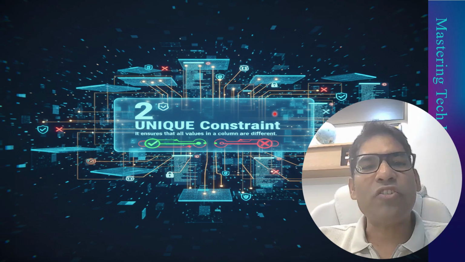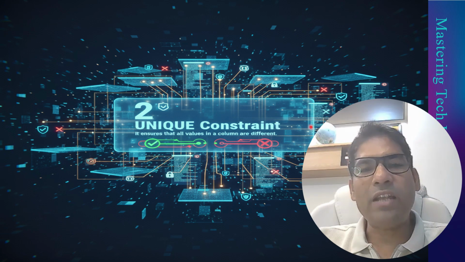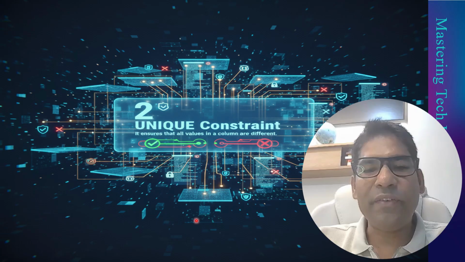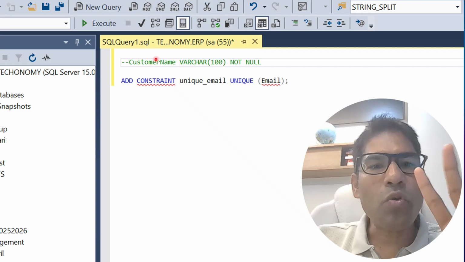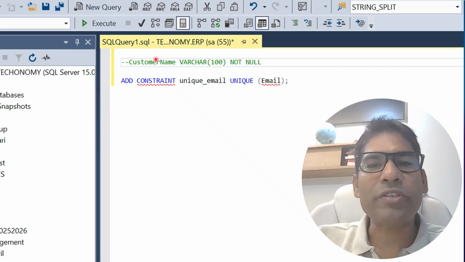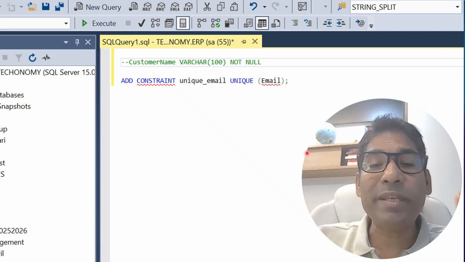Number 2, unique constraint. The unique constraint ensures that all values are different. For example, two customers cannot have the same email address. Just like two people cannot share one Aadhaar number. Each email must be unique.